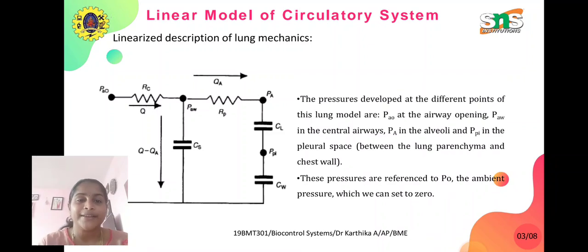Here, what is this P? P is pressure. Pressures developed at different points of this lung model are PAO at the airway opening, PAW in the central airways, PA in the alveoli and PPL in the pleural space. These pressures are referenced to PO, the ambient pressure, which we can set to 0.